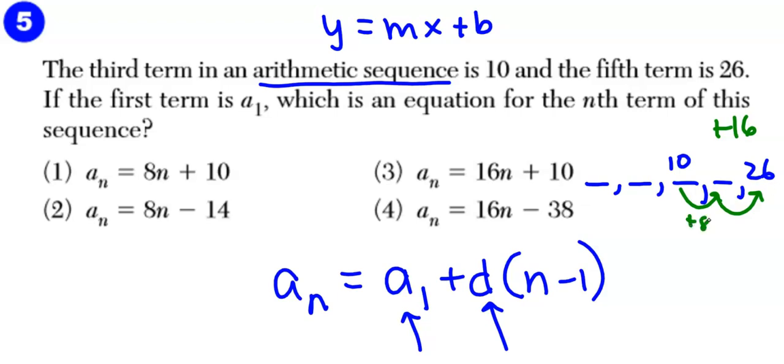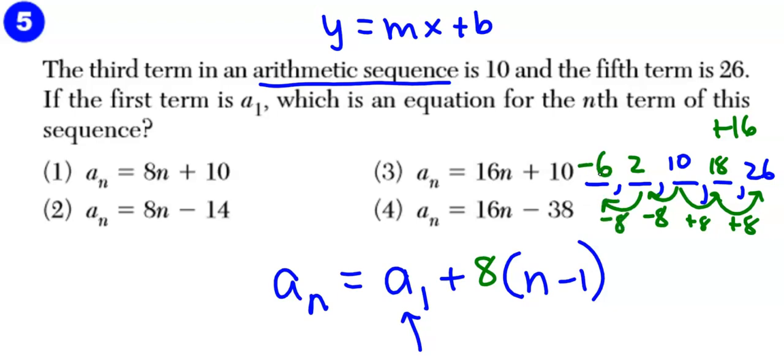So if I add 8, I'd get 18. If I add 8 again, I'd get 26. So the D value is 8. So I can erase and replace that with an 8. Now if I work my table backwards and I subtract 8, then I can get my initial value, A1, as negative 6.